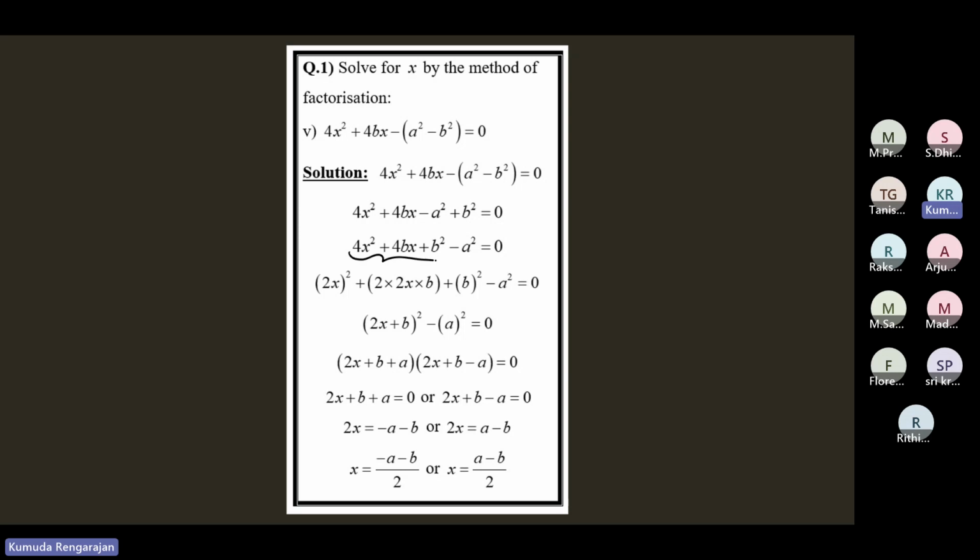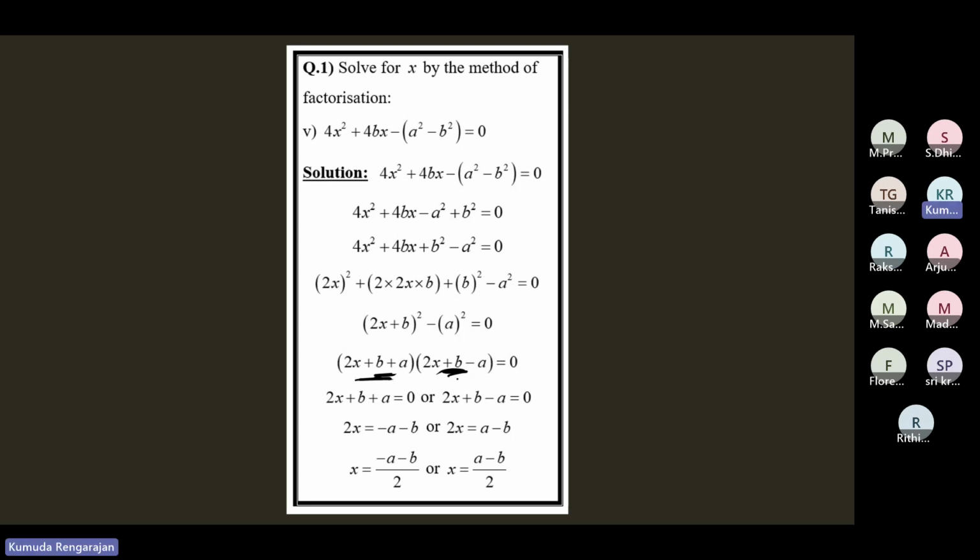Now group these three terms. They look like a square plus 2ab plus b square, which is a plus b the whole square, and that minus a square as it is. Now it is a difference of two squares, a square minus b square, which is a plus b into a minus b.